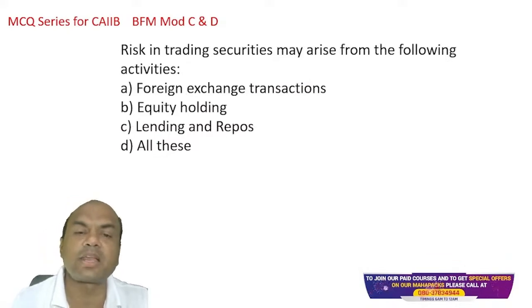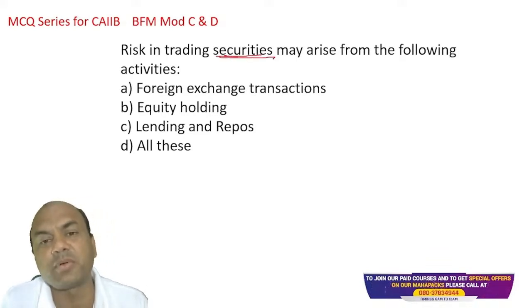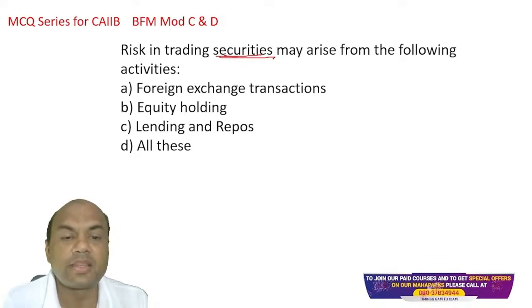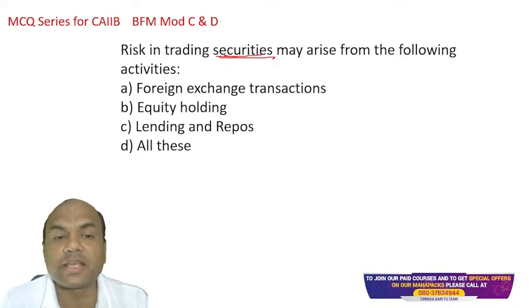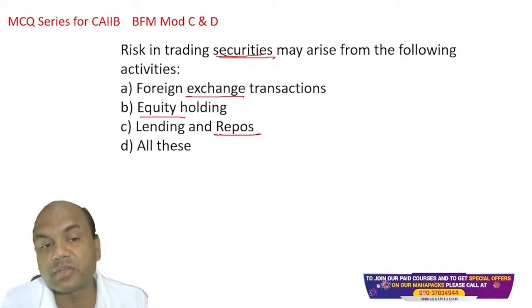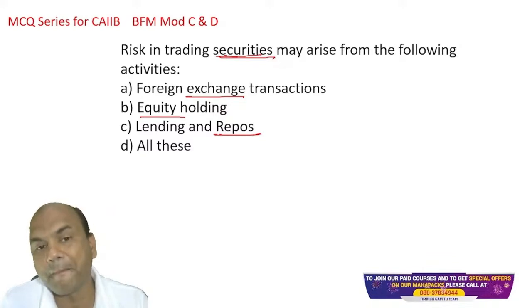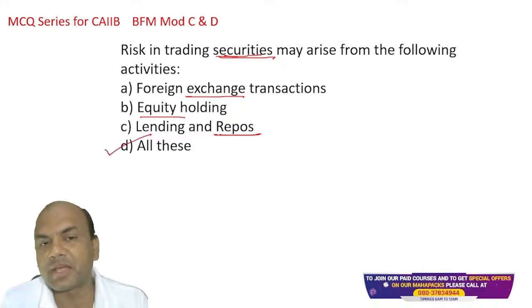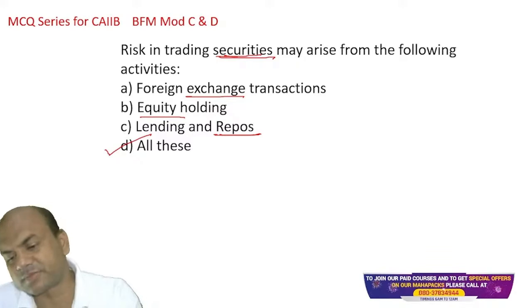Risk in the trading securities may arise from the following activities. So risk in trading securities. Securities means what? It can be anything. It can be shares, it can be bonds, Forex, then equity holding, lending and repos, and all of these. So risk in this trading may arise because of what? It can be due to Forex also. It can be due to equity also. It can be due to repos also. The repo rate also keeps on changing. Right? So what is the answer? Correct answer over here, comment section. Is the answer A, B, C or D? D. Correct? Risk in trading securities may arise from the following activities: exchange, equity, repos, all of these.